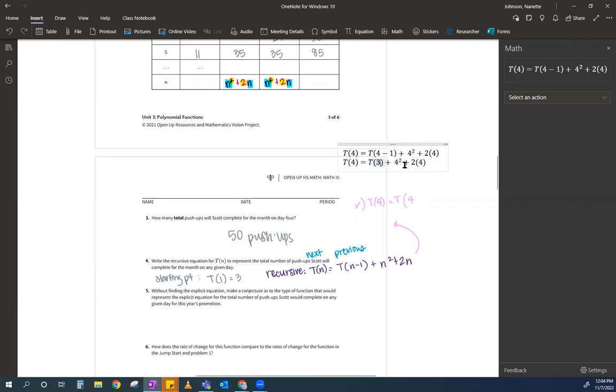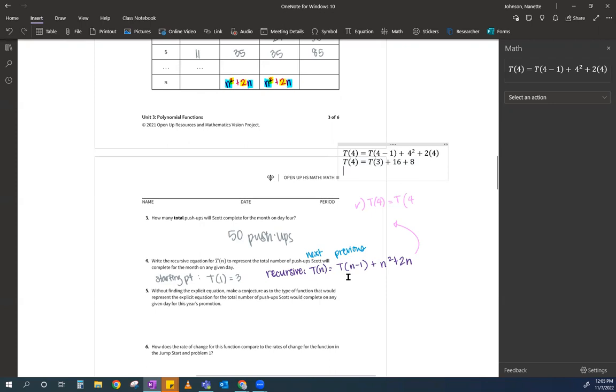Okay, wait. What's 4 squared? Yeah, 4 squared is just 16. So I'm going to erase this part and just put a 16 there. And what's 2 times 4? Yeah, it's 8. Okay. So the only thing that I don't understand is what is this T3 business?